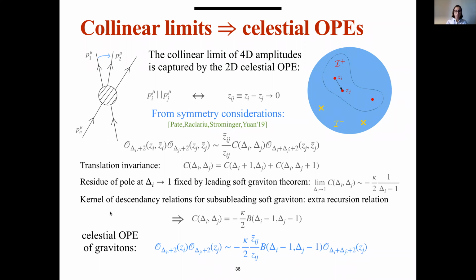And we also know from the sub-subleading graviton theorem, which I haven't really talked much about, that there's an extra constraint, and this extra constraint will give an extra recursion relation. And then taking all of these together determines this coefficient C, and we land again on the expression from the previous slide, namely that it's given by the Euler beta function, where the arguments are the conformal dimensions of the operators. Okay, so we understand celestial OPEs from collinear limits as well as from asymptotic symmetry considerations.